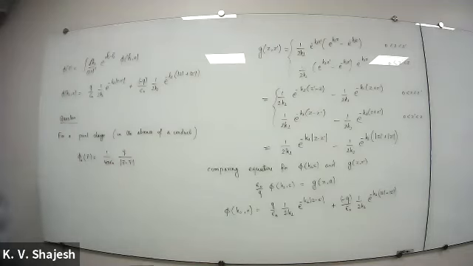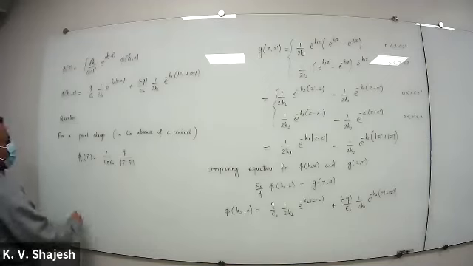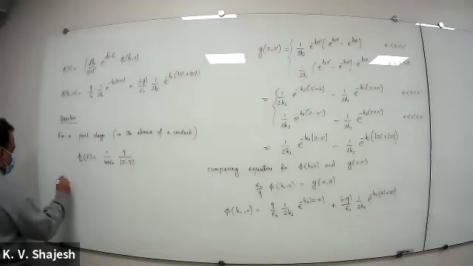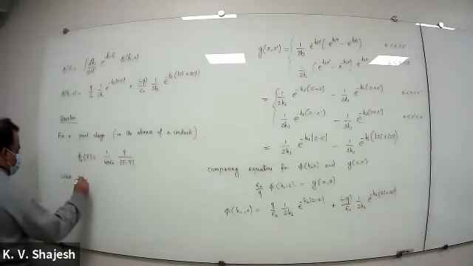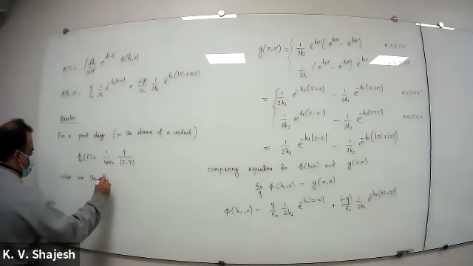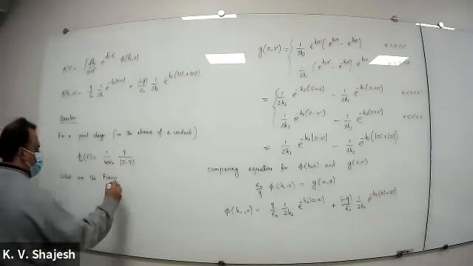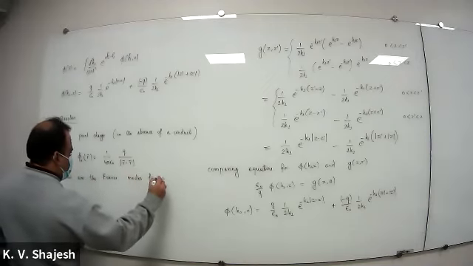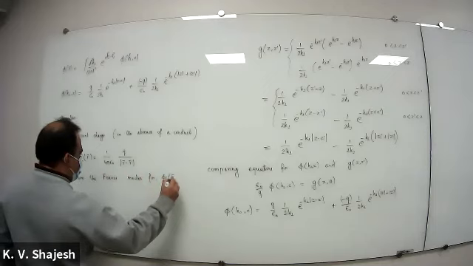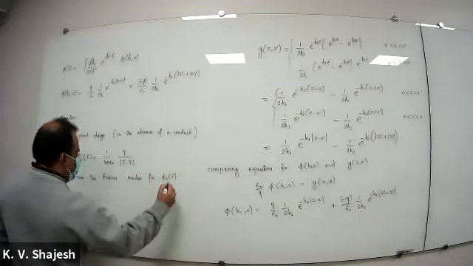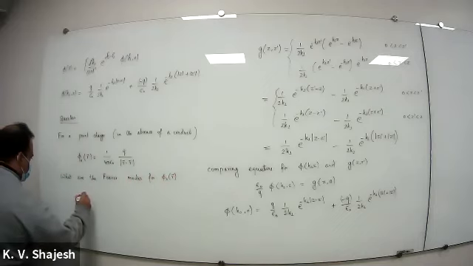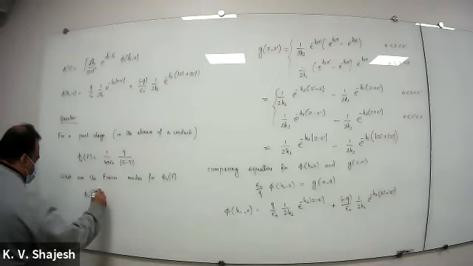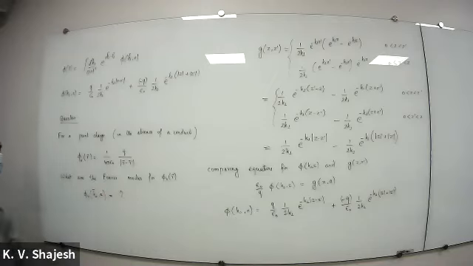That's your electric potential. But what are its Fourier modes? What is the phi naught k per, z? We ask what are the Fourier modes for phi naught, phi naught k per, z. What is that equal to?